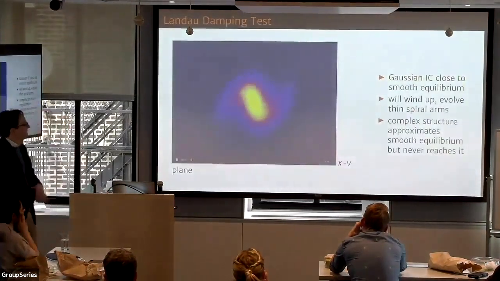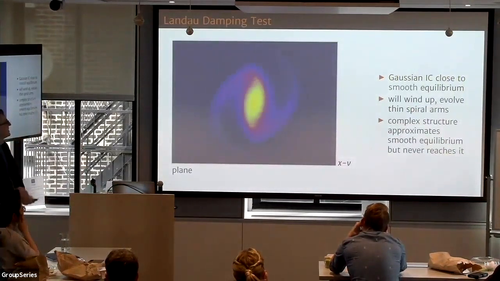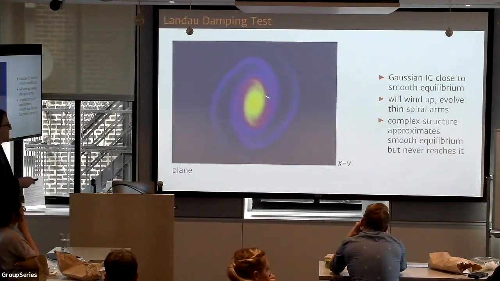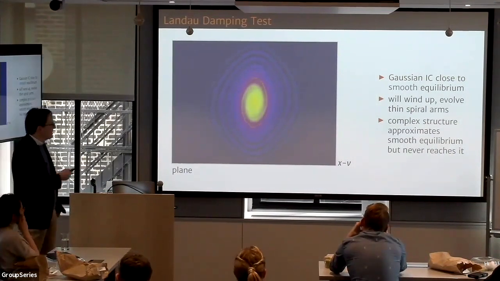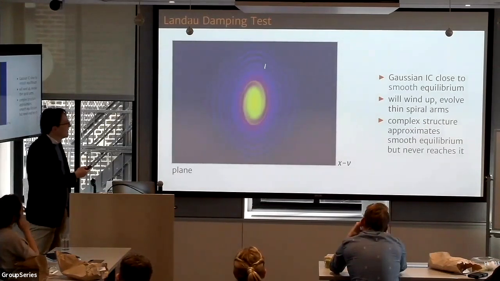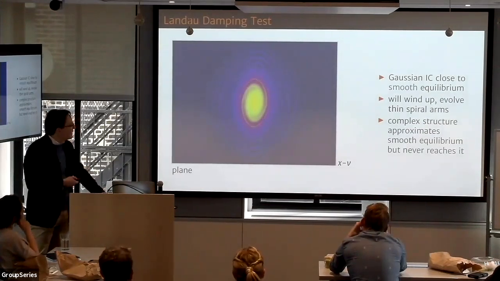And so I'll just show a few more tests. Here's a Landau damping test where, again, we wind up these spiral arms, and this system is going to approximate a smooth equilibrium, but it's never going to reach it because you did not start out from that equilibrium at first. So you just have an infinite number of arms at the end.